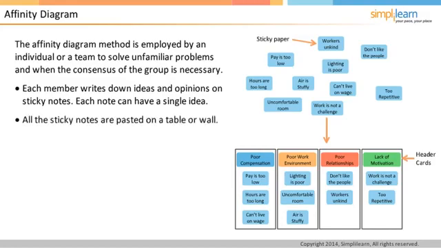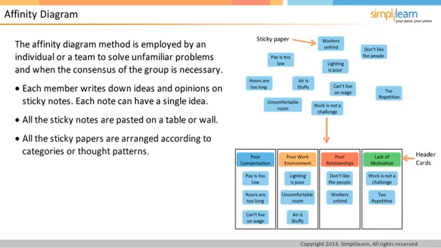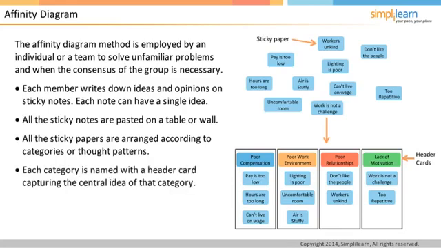The sticky papers are arranged according to categories or thought patterns. Members happen to arrange their ideas based on affinity. In case a particular idea is good to go into more than one category, it is duplicated and added to several categories. After the arrangement is done, each category is named with a header card. The header card captures the central idea of all the cards in that category and draws a boundary around them.